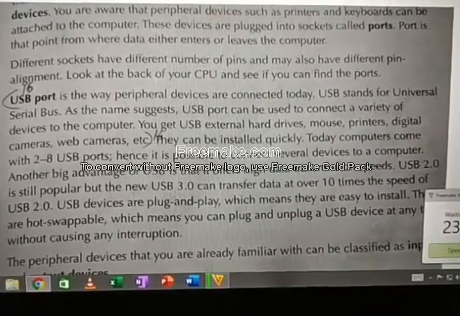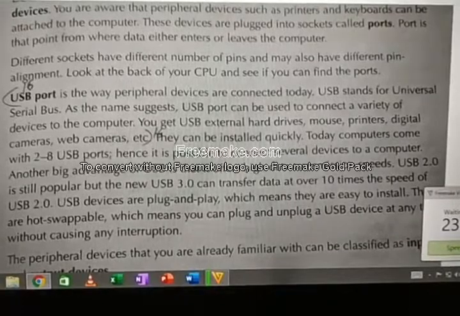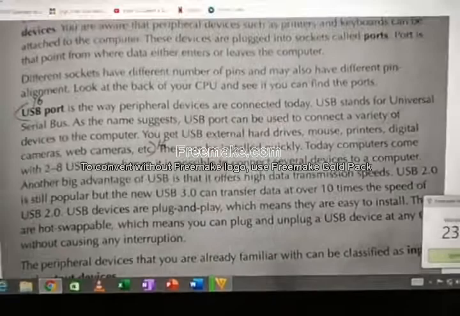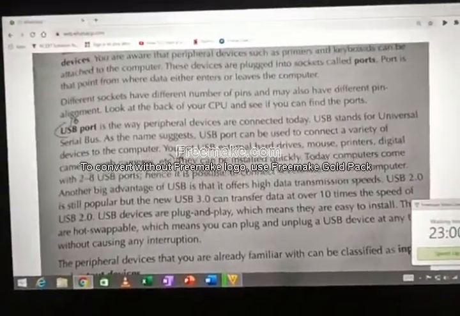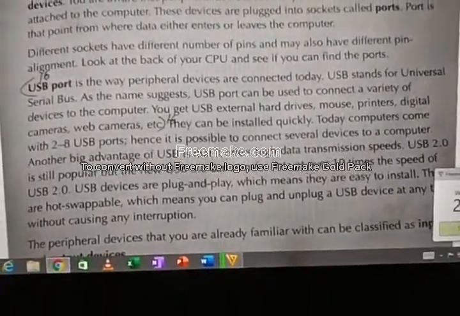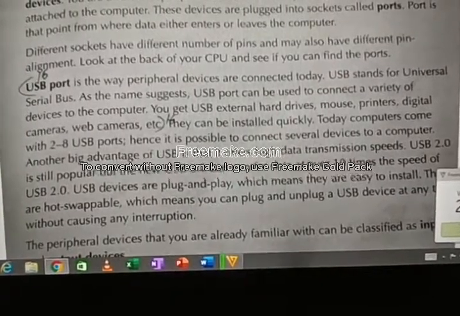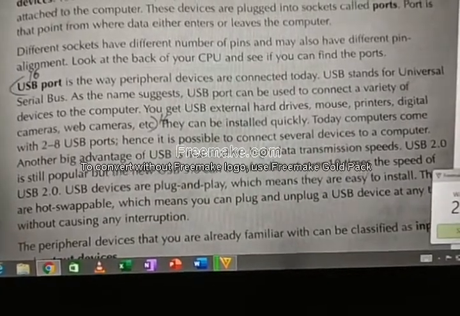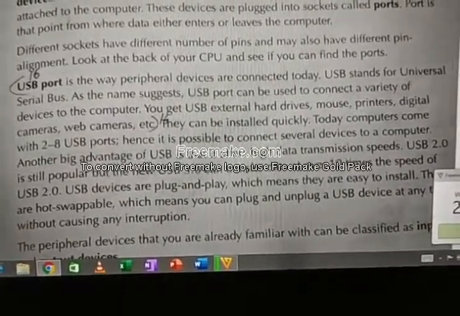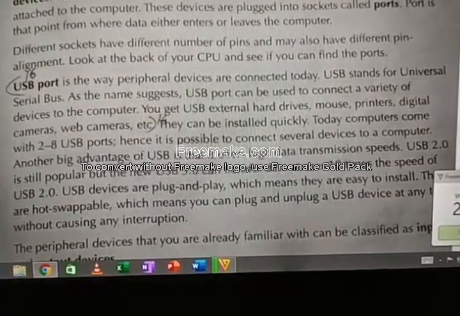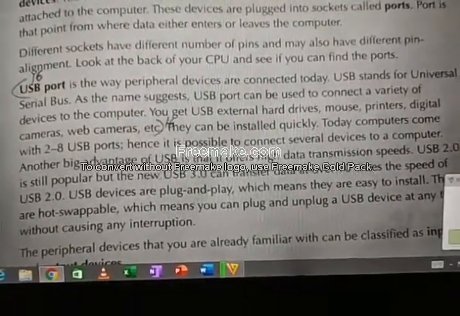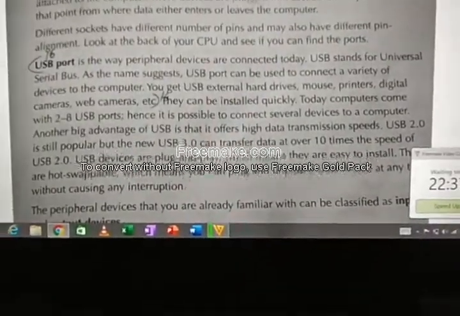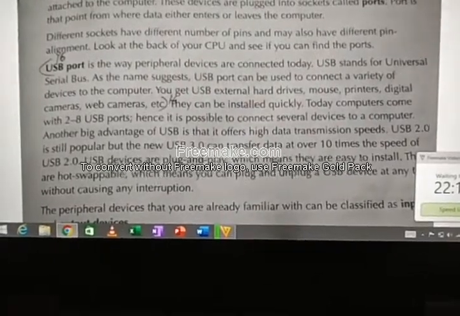Another big advantage of USB is that it offers high data transmission speed. When you plug in a pen drive, you can transfer and receive data at speed. USB 2.0 is still popular, but USB 3.0 can transfer data over 10 times the speed of 2.0. Most probably in our houses nowadays we are using 3.0 only.